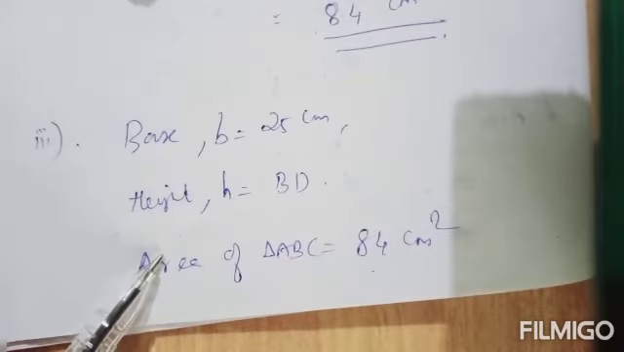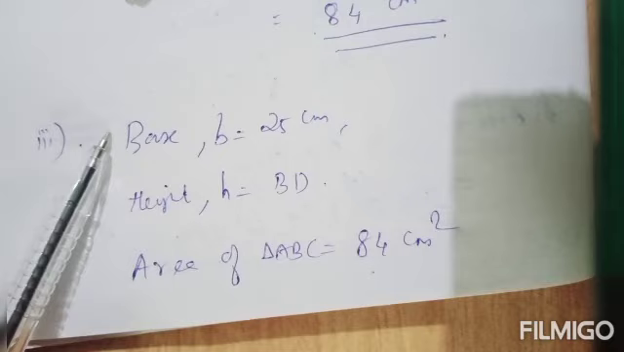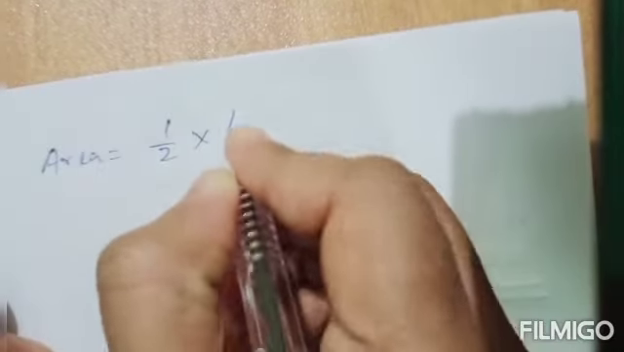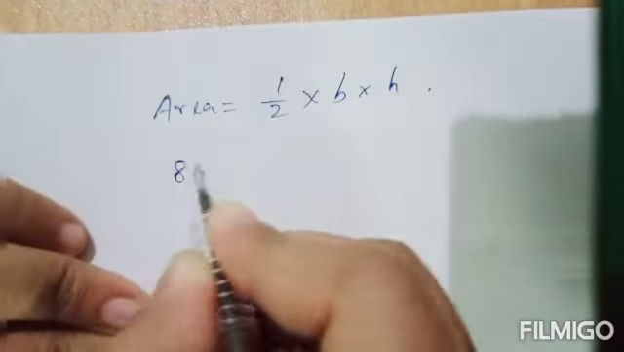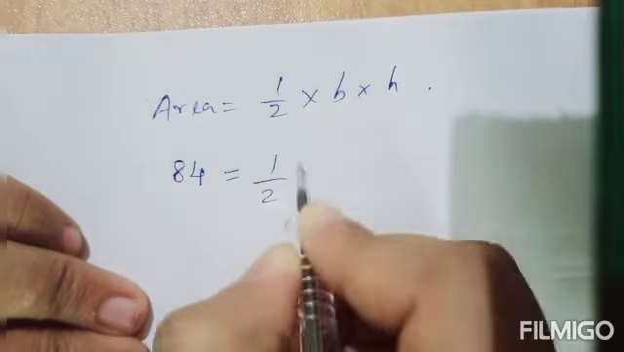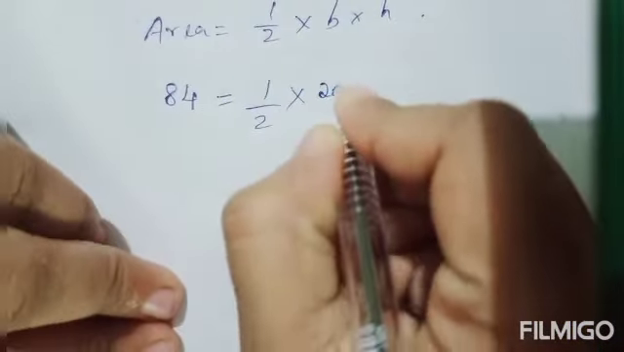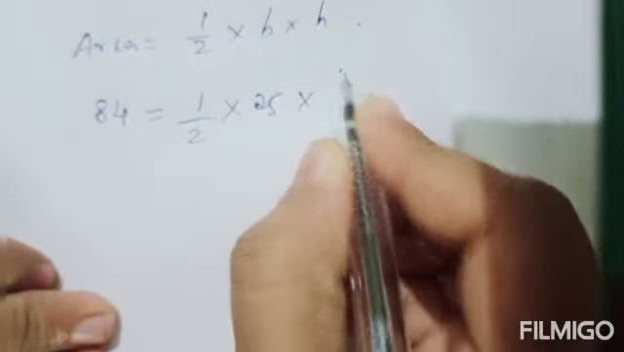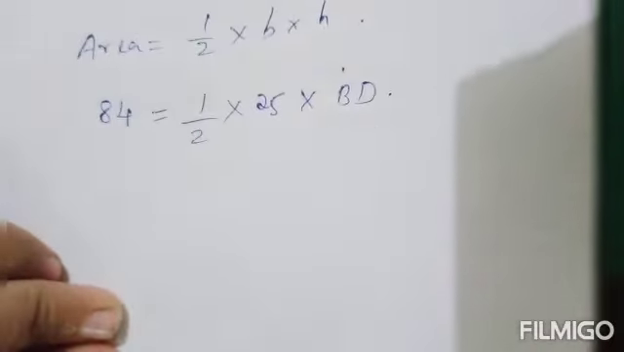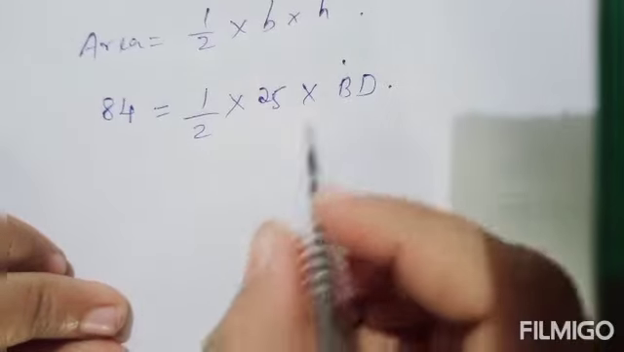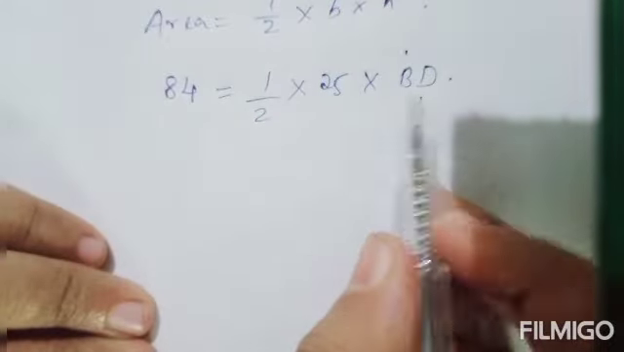That is 84 centimeter square only. Now we know, if base and height are given, how can you find area? Formula we know, area equal to half into base into height. Area we found is 84. So 84 equal to half into base, we take 25 centimeter side as base, into its corresponding height, it is BD. So BD we can write in place of H.